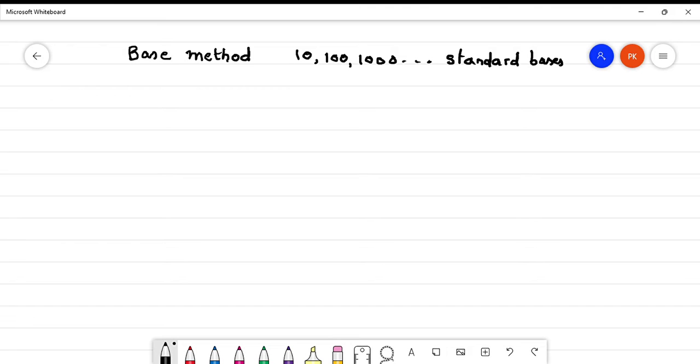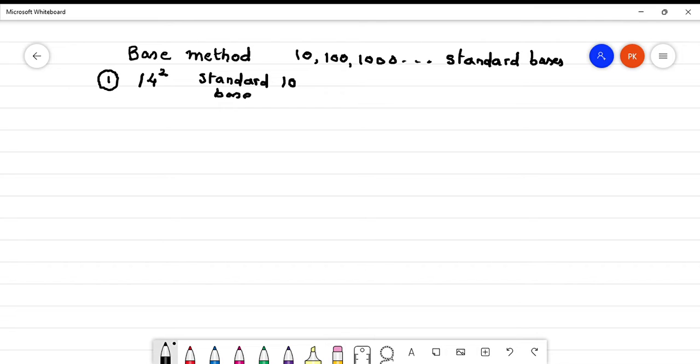So let us take some examples. First one, 14 square. Now for 14 square, I'll take the standard base as 10 because the number is near 10, and also you can see that here the tens place is 1. That means the standard base is 10.